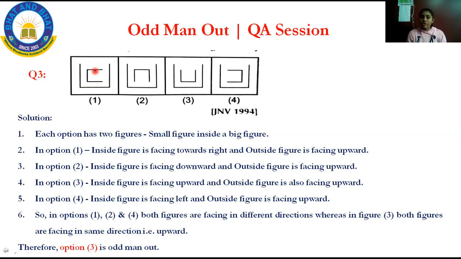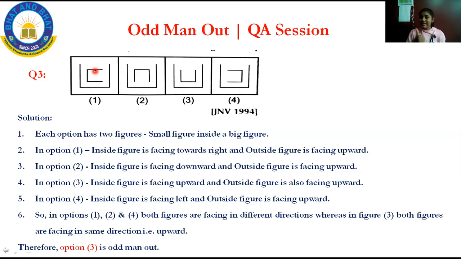In option 1, let us take this as inner and this as outer. The inner design is facing towards the right side and the outer design is facing upside. In figure 2, the inner is facing downside and the outer design is facing upside. In the third one, both the inner design and the outer design are facing upside. And the last one, the inner design is facing towards the left side and the outer design is facing upside.